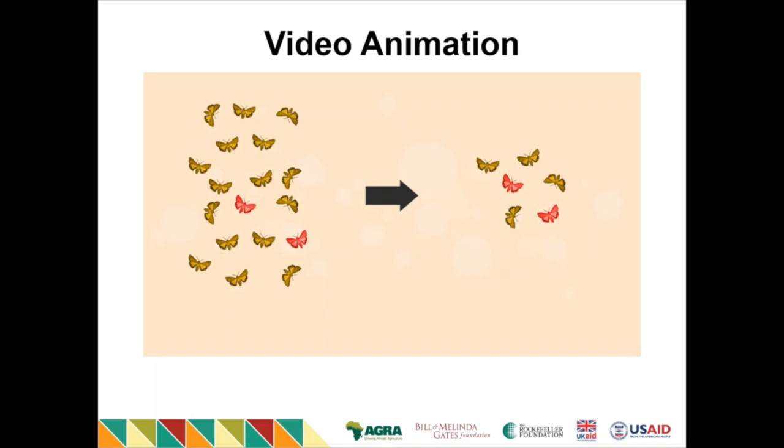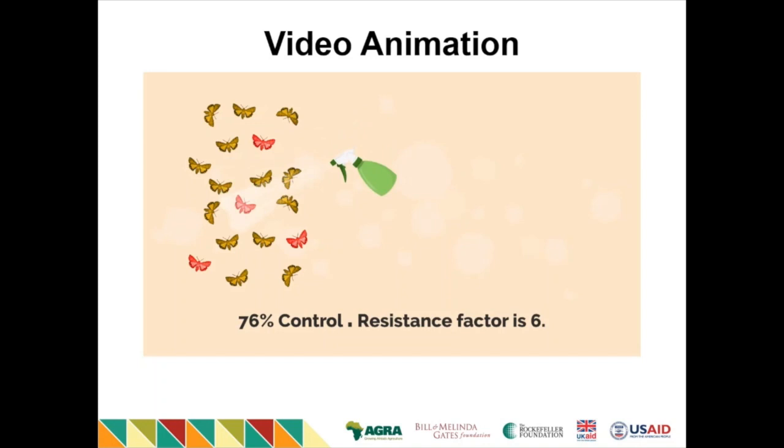Therefore, the spray is assumed to be 90% effective. If we use the insecticide on this population, only 88% control is achieved. The resistance factor is 1. The surviving susceptible and resistant moths now breed and the population increases. This population will then contain a higher percentage of resistant individuals. If we use the same insecticide this time, only 76% control is achieved, and the resistance factor is 6 because more resistant individuals are present.